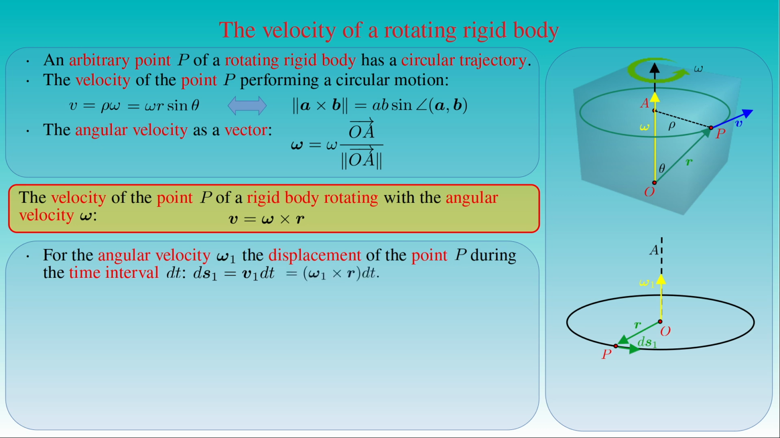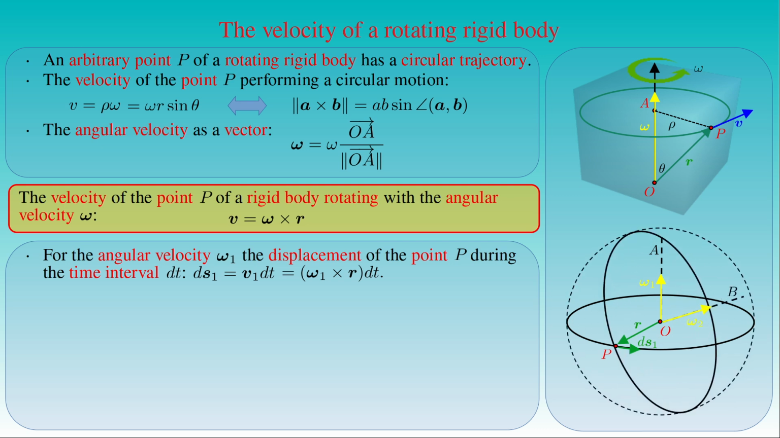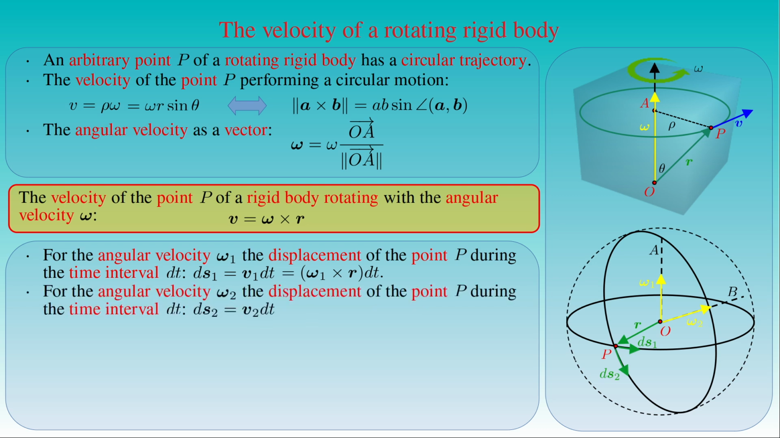Then the displacement is equal to the cross product of the angular velocity omega 1 and the position vector r of the point P, times dt. Similarly, for the angular velocity omega 2 pointing in the direction of the OB axis, the infinitesimal displacement ds2 of the point P is equal to the instantaneous velocity v2 times the time interval dt, that is the cross product of the angular velocity omega 2 and the position vector r, times dt. For both of the rotations, the infinitesimal displacements of the point P along its circular path are equal to the infinitesimal displacement vectors in the first order.